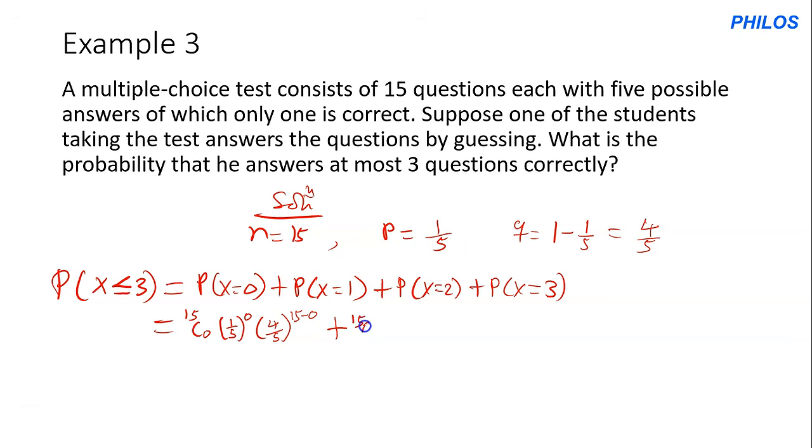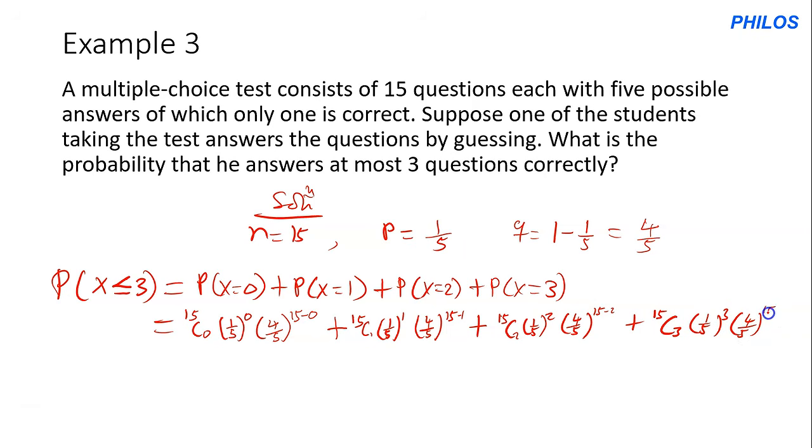So we have 15 combination 1, 1 over 5 exponent 1 times 4 over 5 exponent 15 minus 1, plus 15 combination 2 times 1 over 5 exponent 2 times 4 over 5 exponent 15 minus 2, plus 15 combination 3, 1 over 5 exponent 3 times 4 over 5 exponent 15 minus 3. We are following the binomial formula.